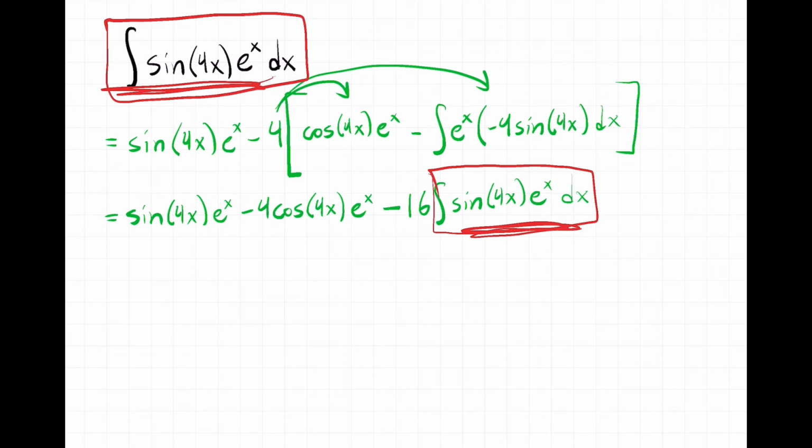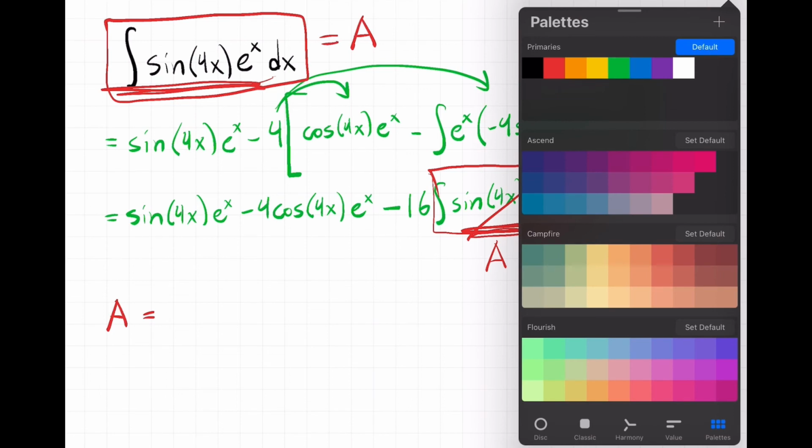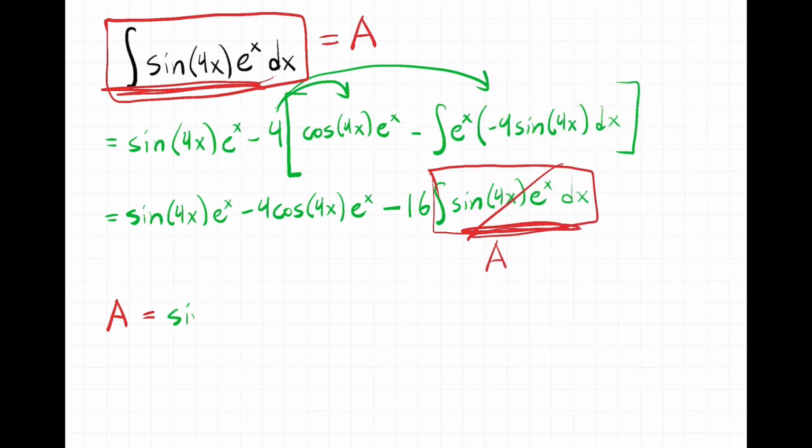Well, let's turn this problem into a solution. This is actually a good thing. Let's give this whole integral expression that we started with a name. Let's call it maybe A. Well, that means that I can cross out this integral that's showing up in the middle of my last line and call that A as well. In fact, I can write an equation. A equals the sine of 4x e to the x minus 4 cosine of 4x e to the x minus 16A.